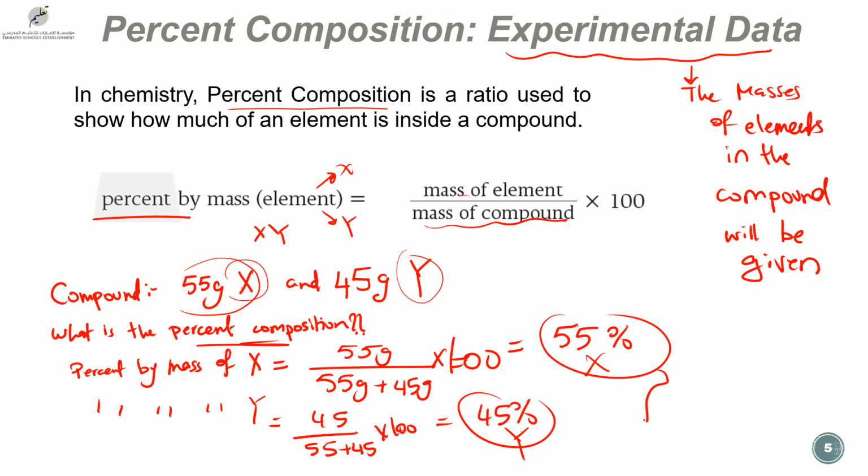And you need to remember, when you add the percentages, they should give you 100%. The total should always be 100%. If it's not 100%, it means you have a mistake.